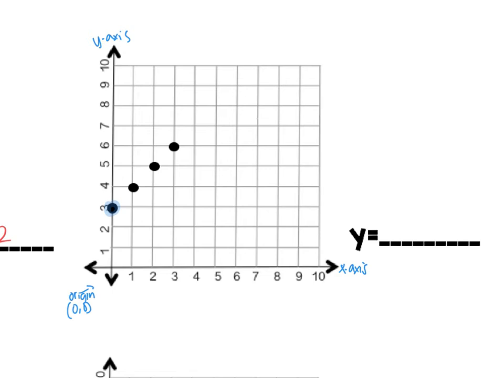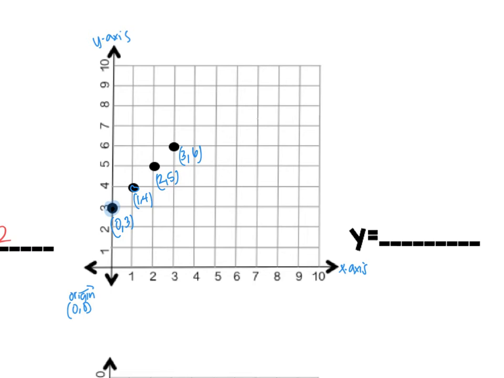We didn't walk anywhere on the x-axis, so that stayed a 0. And then we jumped 3. Our next one here, we walked 1 and jumped 4. And then we walked 2 and jumped 5. Then we walked 3 and jumped 6.